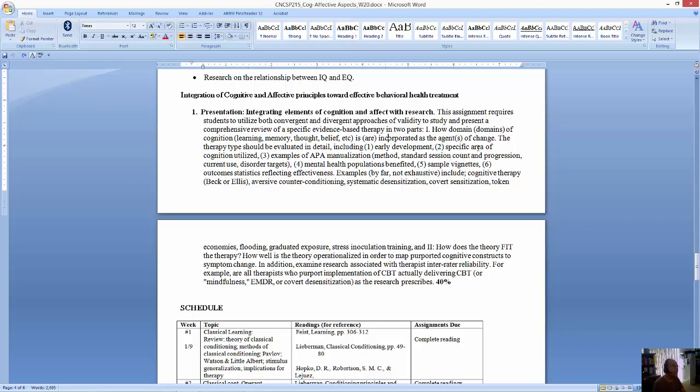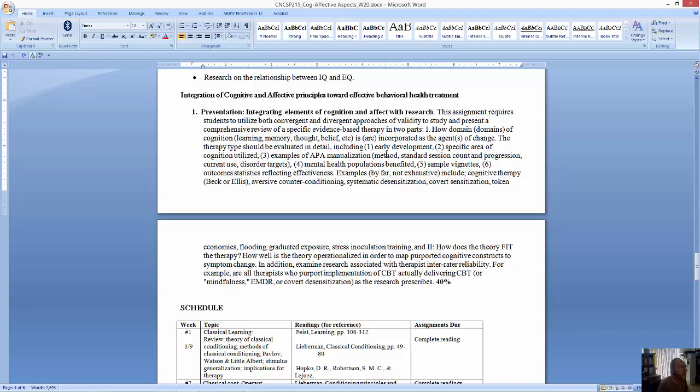And then in that, you want to maybe take a look at the early development, or in other words, where it came from, what some of the experiments and discoveries were relative to it, what the specific area of cognition is, how it's utilized, or in other words, is it through classical conditioning, and if that's the case, what is the research? I mean, that is, what is the therapy attempting to alter or change, and then demonstrate examples of APA manualizations or evidence-based treatments.